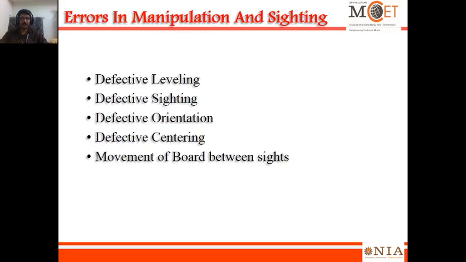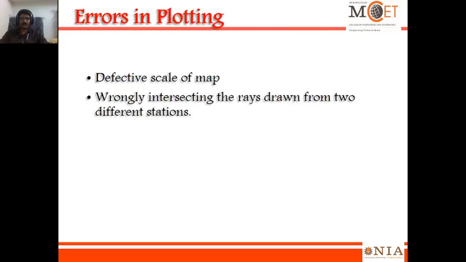Errors in manipulation and sighting are defective leveling, improper sighting, improper orientation, improper centering, and movement of the board between sights. These are the manipulation and sighting errors. Errors in plotting: defective scale of the map, choosing the wrong scale, right? Wrongly intersecting the rays drawn from two different stations, right? We mistakenly do this. These are the errors that may occur.